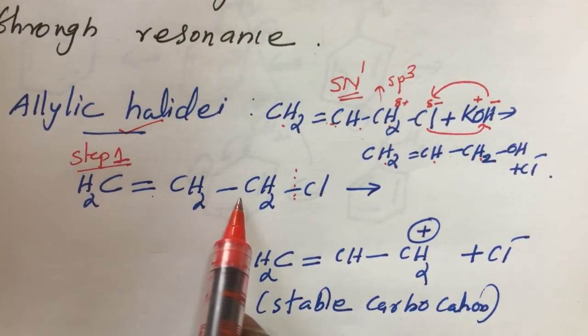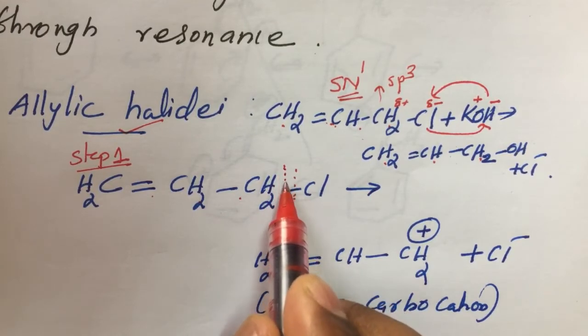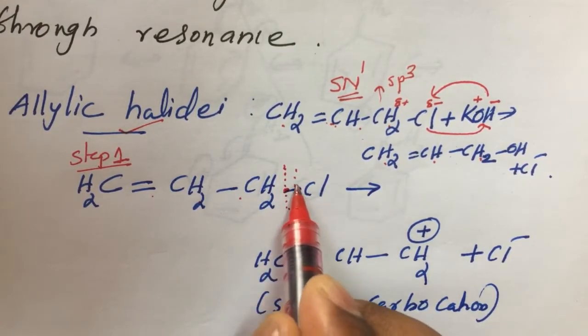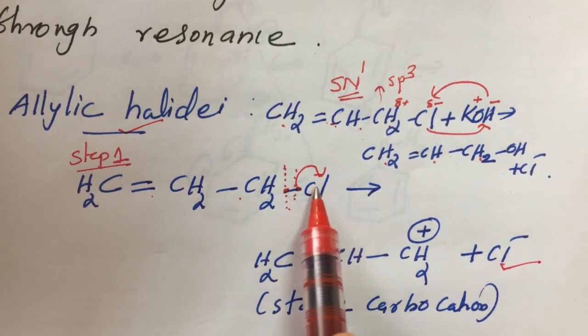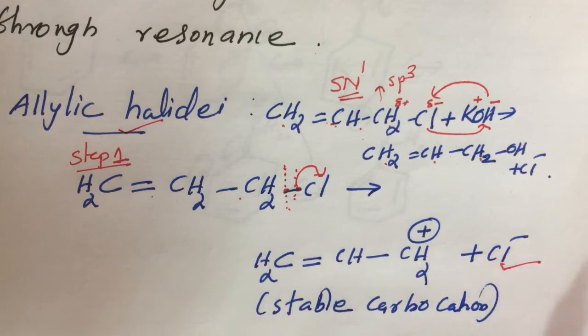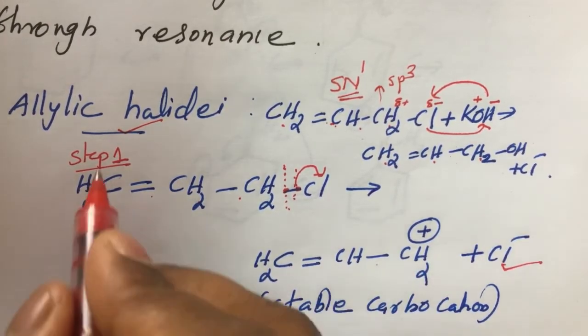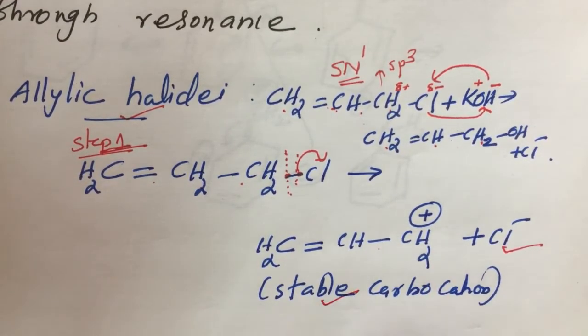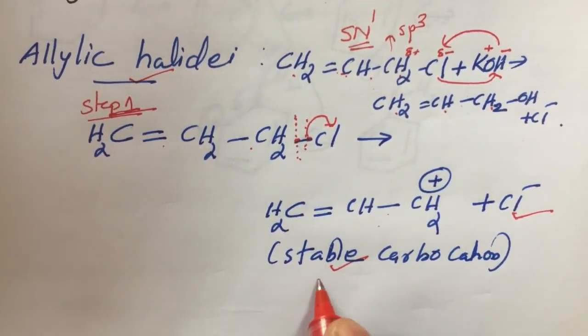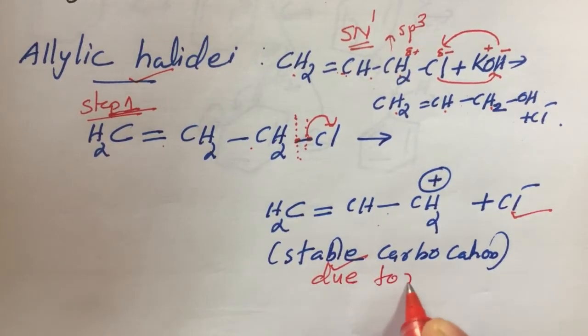CH2=CH-CH2Cl, then the bond will break here and these two electrons will shift to chlorine, and chlorine becomes Cl negative. So the nucleophile Cl negative leaves from the halide, then forms a carbocation CH2=CH-CH2 plus. Step 1. This carbocation is highly stable. Why is this carbocation stable? Due to resonance.